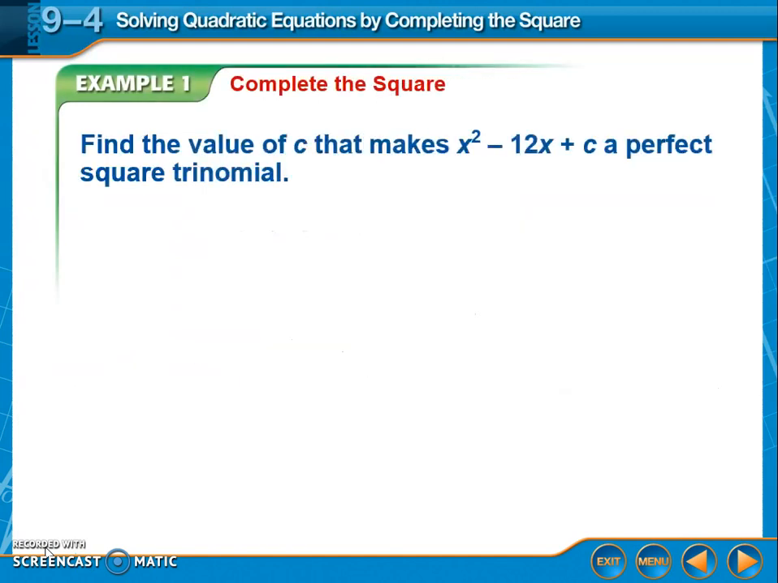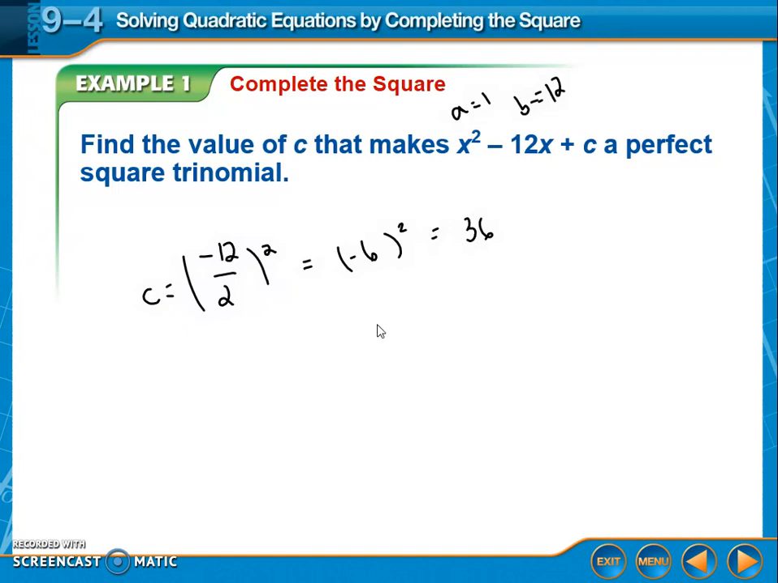So, for example, in this case, we want to know what b is. So in this case, a is 1 and b is negative 12. So if I want to figure out what c is, what that number is that I'm going to add, I'm going to do negative 12 divided by 2 and then square it. So negative 12 divided by 2 is negative 6, and negative 6 squared is 36. That means my c is 36. So that's going to be x squared minus 12x plus 36.